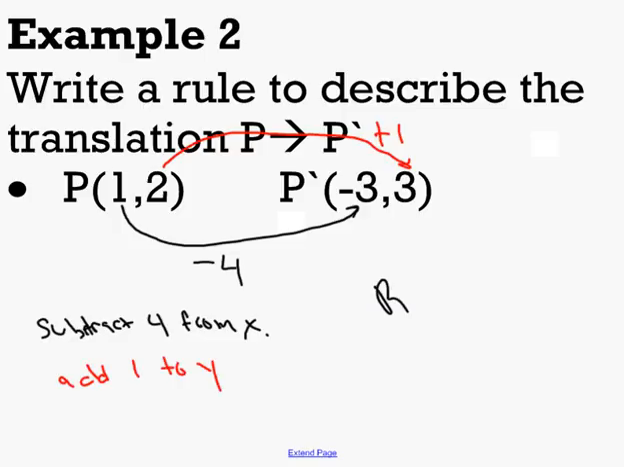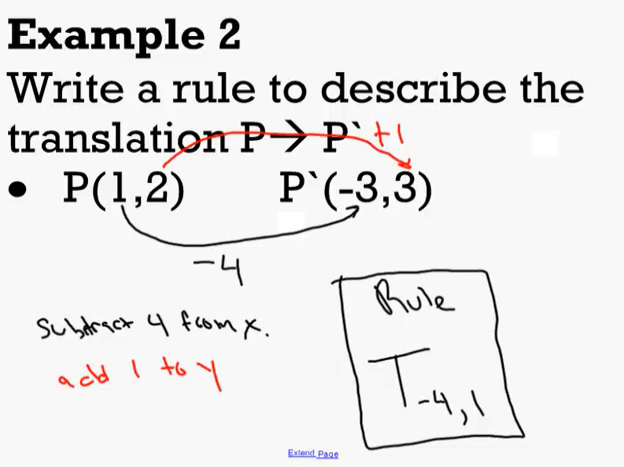So let's write the rule. You have to write it in the notation, so you need a big capital T. You're subtracting 4 from the x, so you're going to write -4, comma, and then you're adding 1 to the y, so you just write a positive number here for the y. And that's the answer, that's the rule.